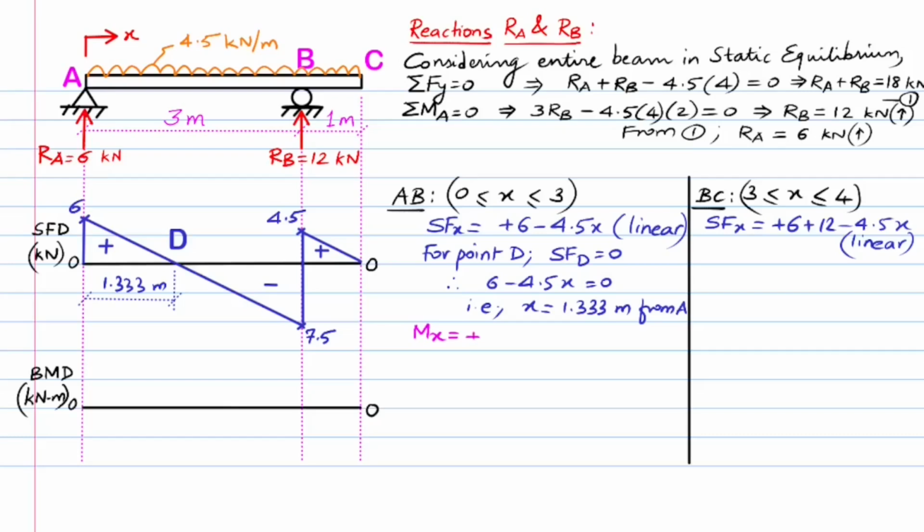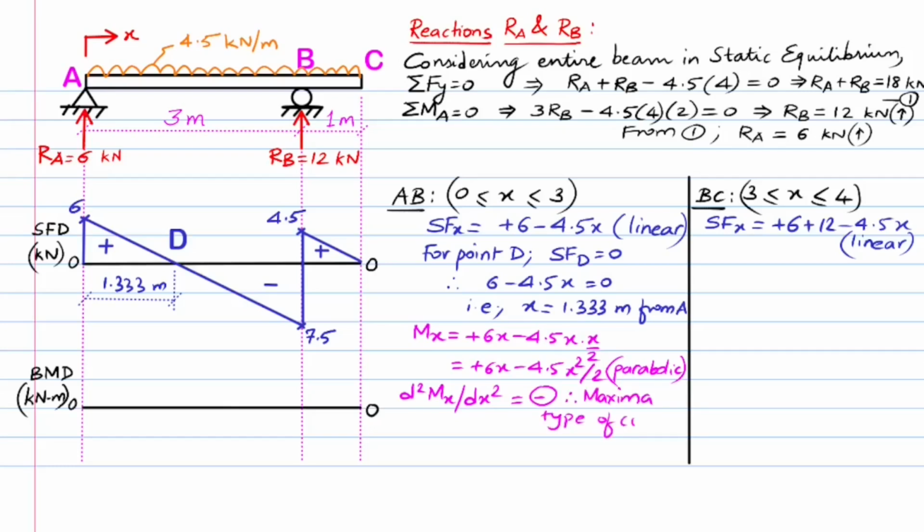Now the bending moment at x for region AB equals plus 6 times x minus 4.5 times x over 2, which is plus 6 times x minus 4.5 times x squared over 2, which is parabolic with respect to the variable x. The double derivative is found to be negative in sign, indicating that the locus curve of the bending moment equation for the region AB is of a maxima type.